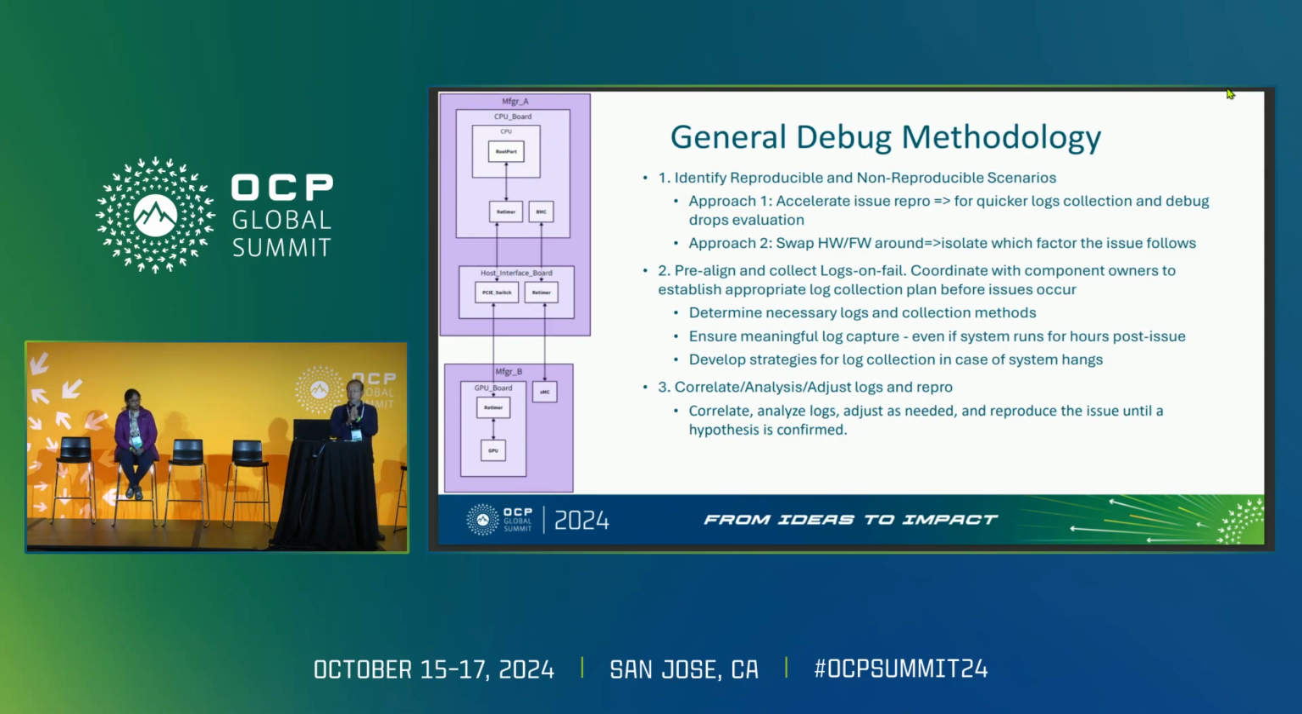Now, going to point one, when the issue happen, when we run into the various problems, really, the experience was we have to find some way to accelerate the issue's reproduction for the quicker logs collection and to prove different hypotheses and the debug drops. And another way is we need, as the test engineer, to swap hardware and firmware around to really see which piece is playing the key role, affecting the results.